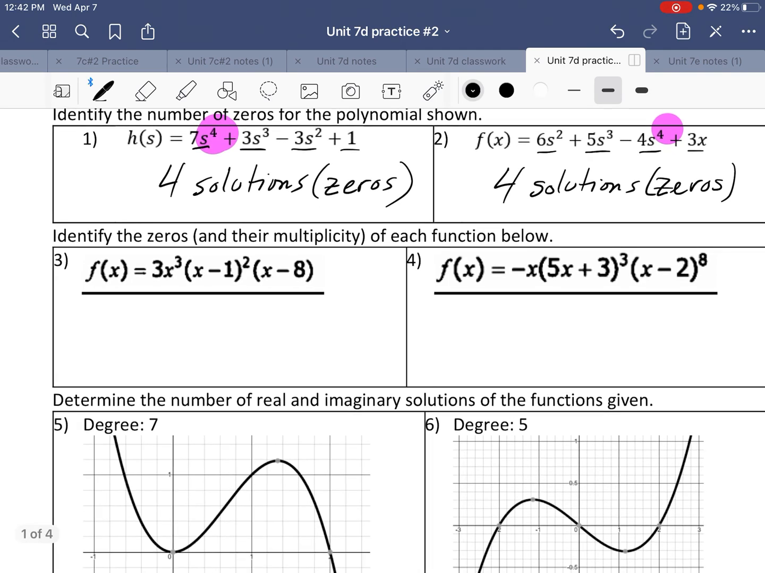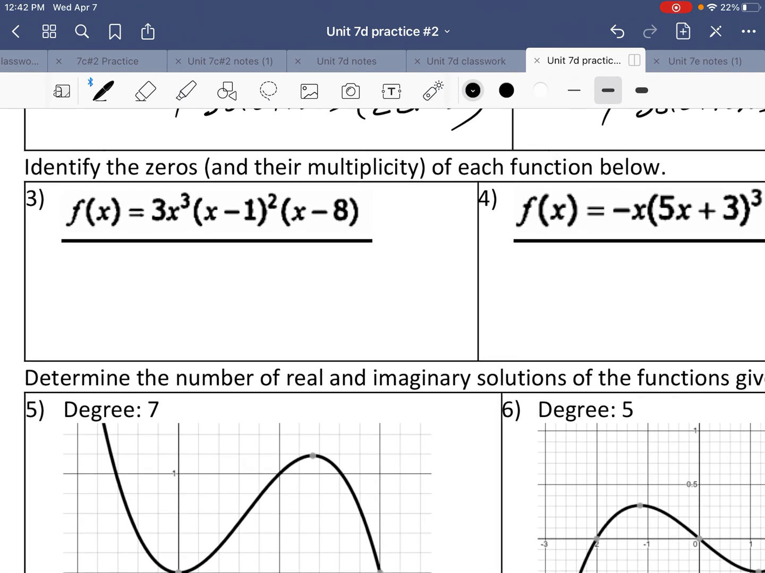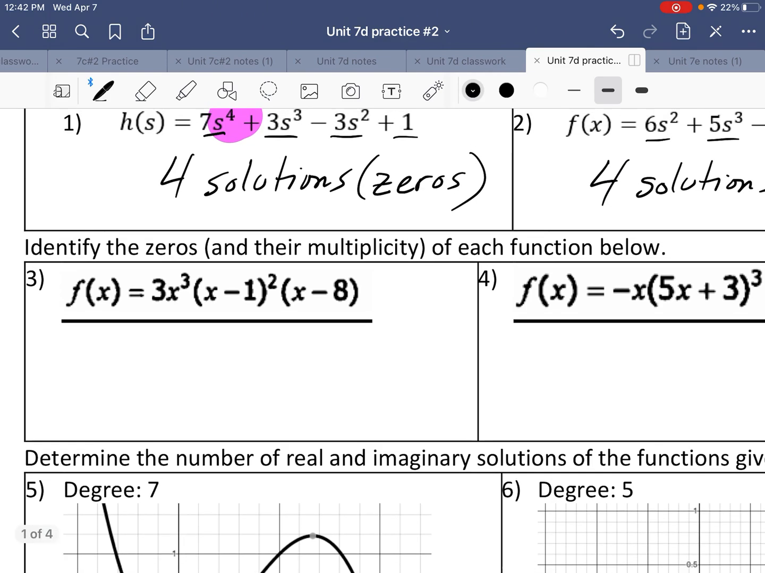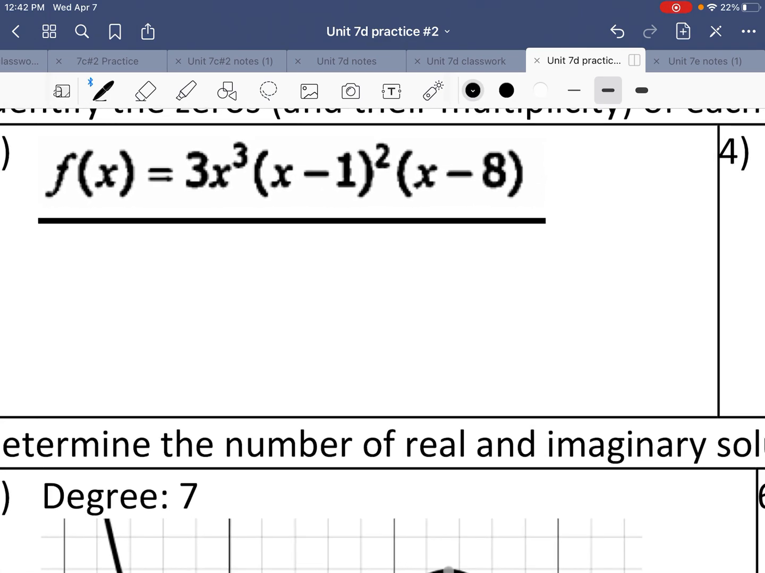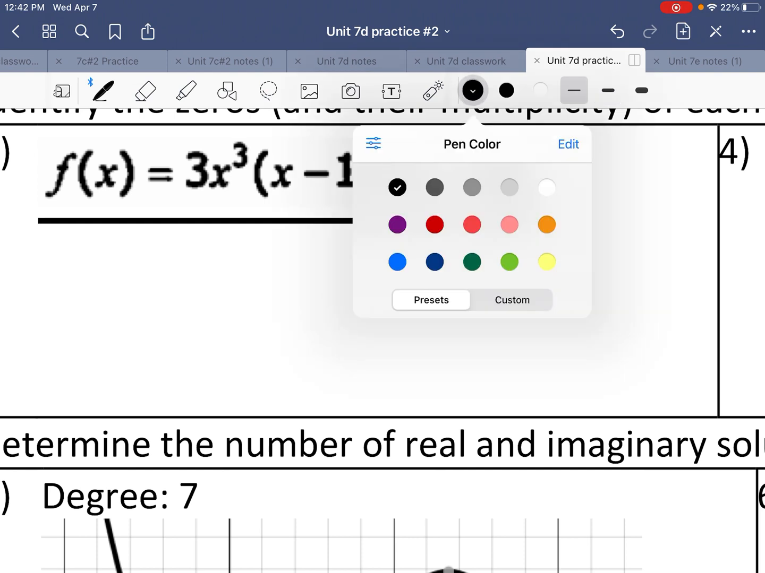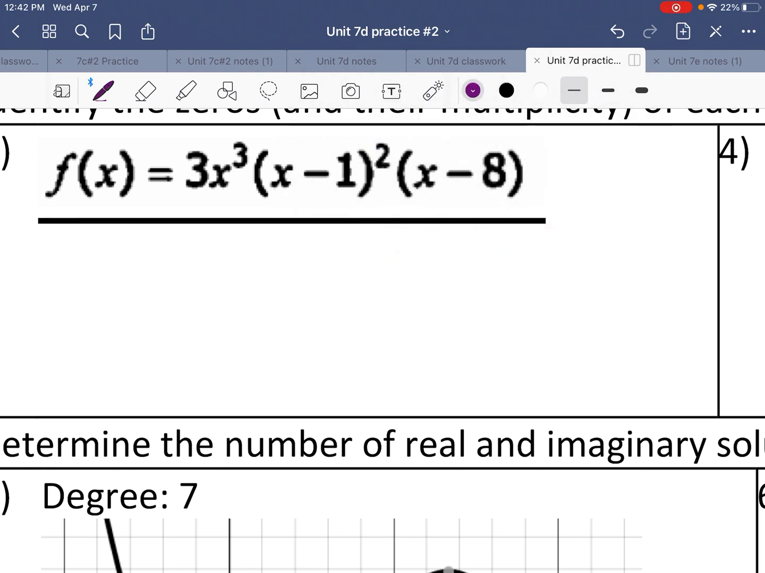On number 3, identify the zeros. So now we have to actually identify them, not just tell how many there are, but actually tell what they are and their multiplicity. So for this, we're going to break it down a little bit more. The first step is to solve, or we want a 0, so the y value has to be 0. So I'm going to set the y value to 0.